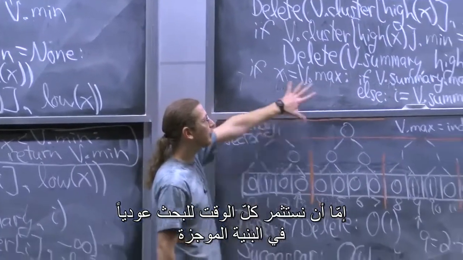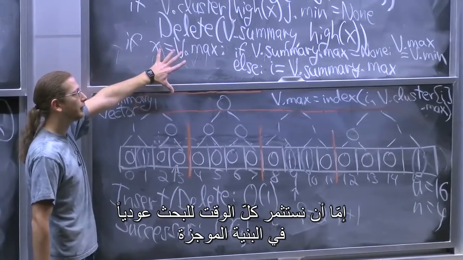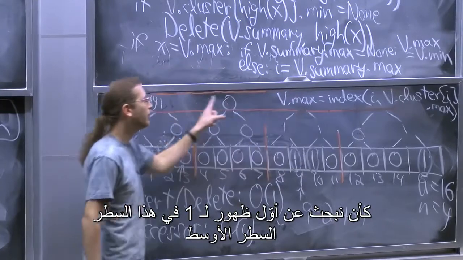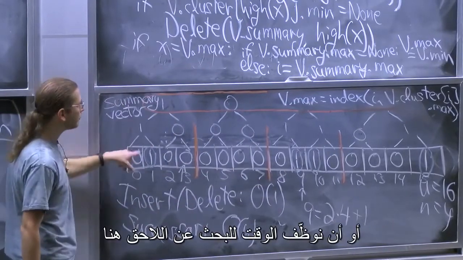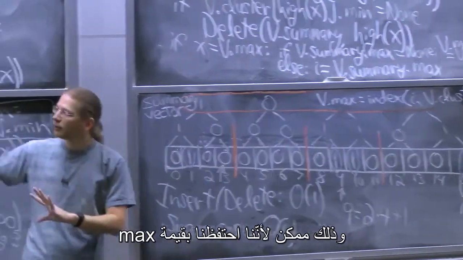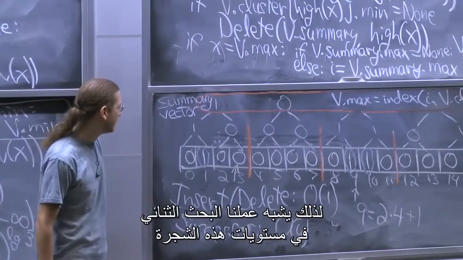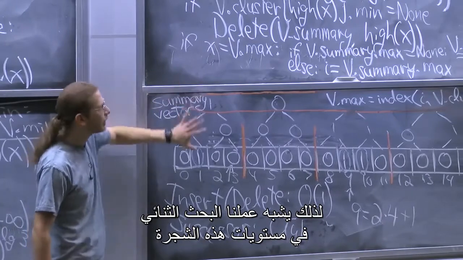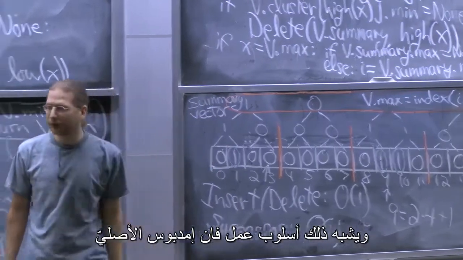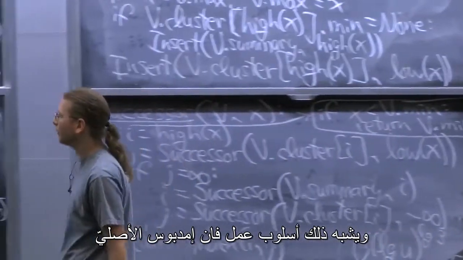Either we will spend all of our work recursively looking for the successor within the summary structure, which is like finding the next one bit in this row, the middle row, or we will spend all of our time doing successor in here. And we can do that because we have the max augmented. Okay? But that's the sense in which you are binary searching in the levels of this tree. So that's that early intuition for van Emde Boas, what we're doing.